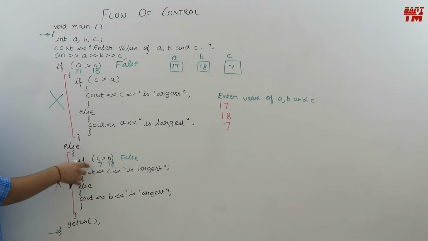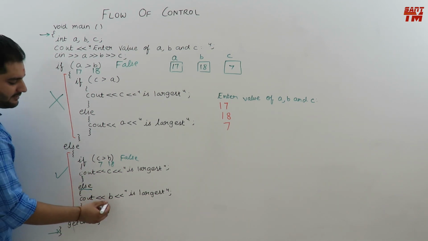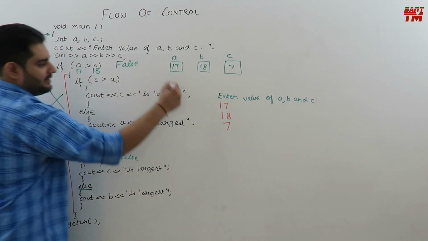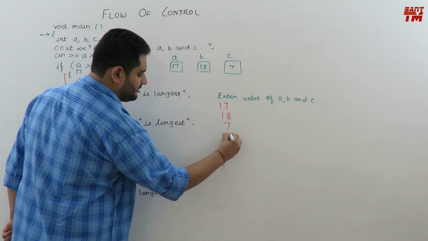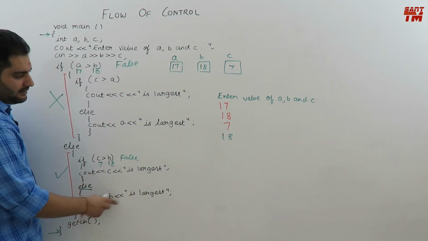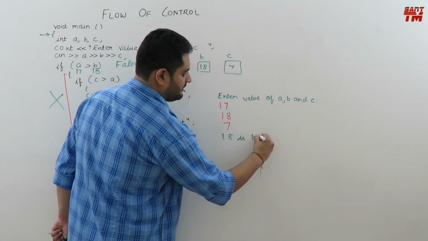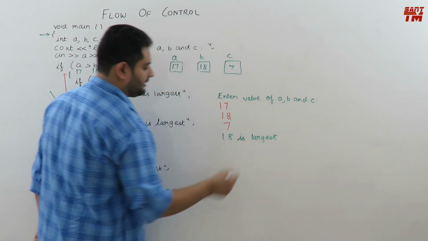Now inside this else, this condition is also false, so we will go to this else and say cout b is largest. B is having value 18, so the output will be printed as 18, the value of b, because it is without the double quotes. B, that is 18, is largest is printed as it is. This is how the program is working.